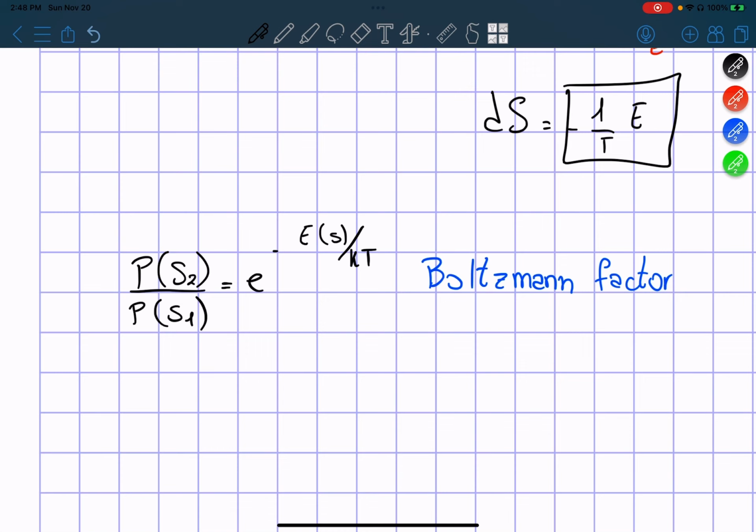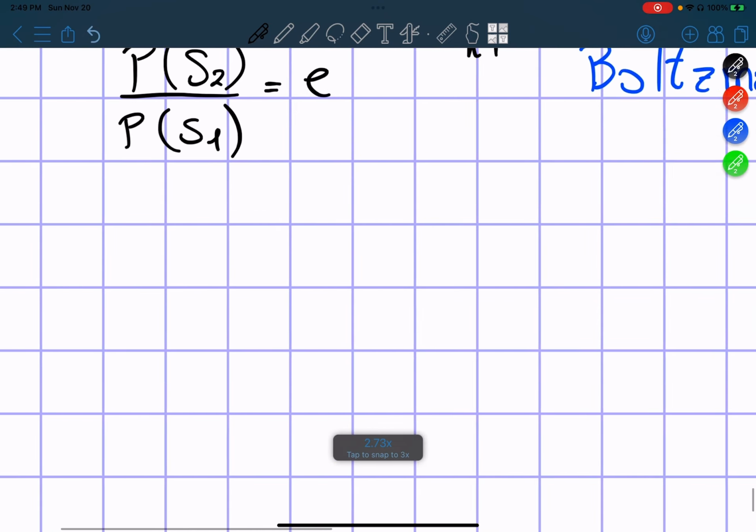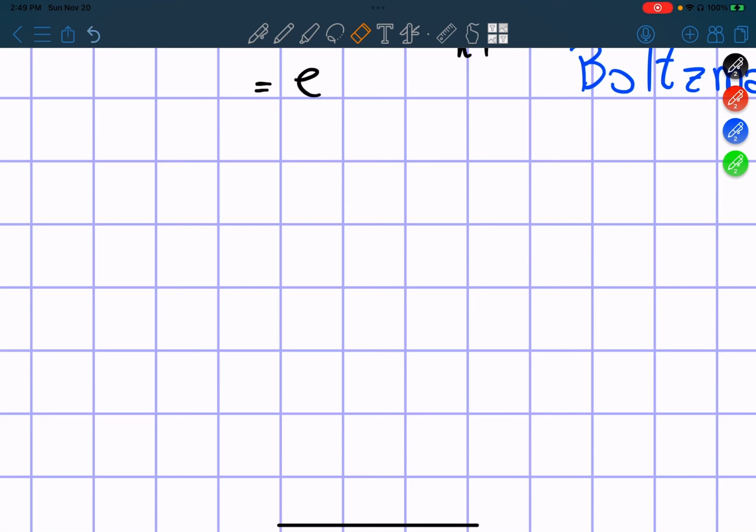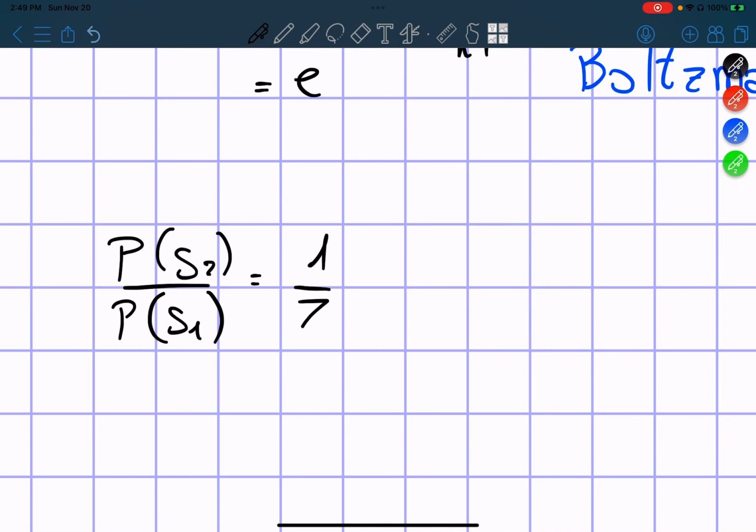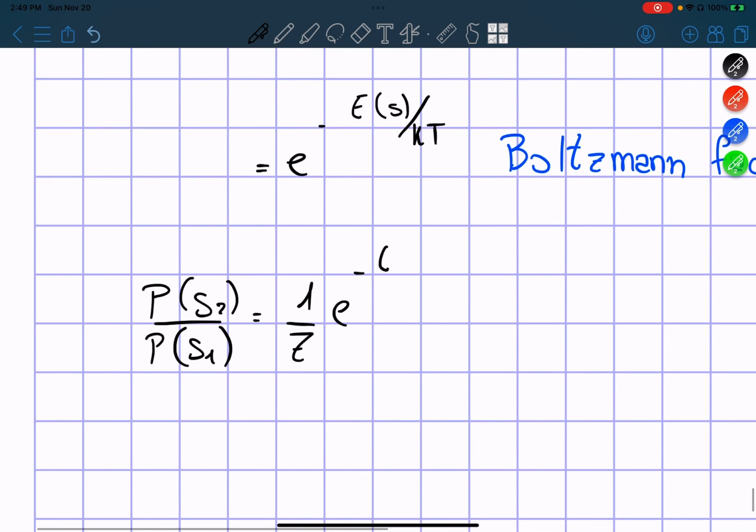However, while it would be nice to just say this, it is not entirely correct. We have to manipulate this function and say that actually the probability of S2 divided by the probability of S1 is equal to 1 over Z times e to the power of negative E_S divided by kT. This is the actual probability of finding an electron at an energy level instead of at another energy level.